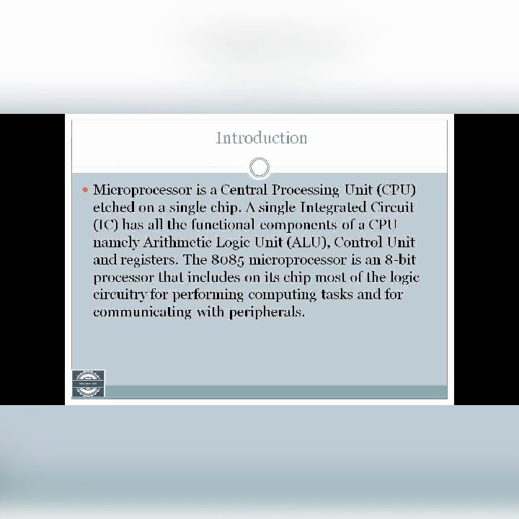Now today at first we will start our discussion about the 8085 microprocessor. The 8085 microprocessor is an 8-bit microprocessor attached with the central processing unit. It has a single chip IC, or integrated circuit, with the functional components of a CPU, such as the arithmetic logic unit, control unit, and not only that, the other registers.